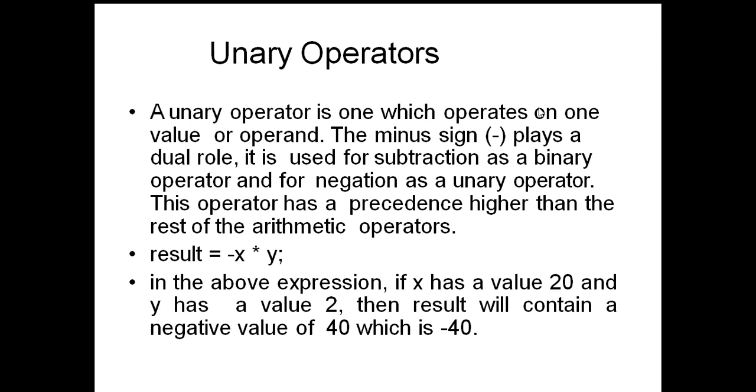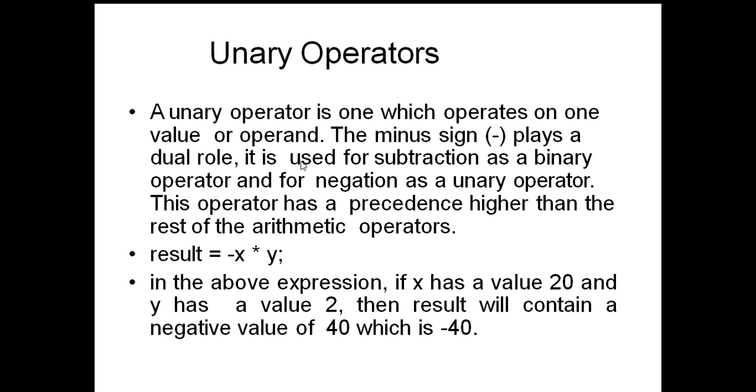The minus sign plays a dual role. It is used for subtraction as a binary operator and for negation as a unary operator. This operator has a precedence higher than the rest of the arithmetic operators. So a unary operator is one which operates on one value or operand only. You can notice that it operates on only one operand.